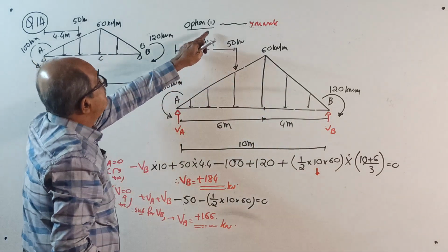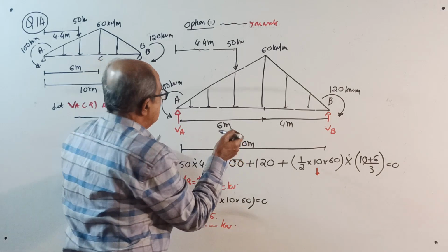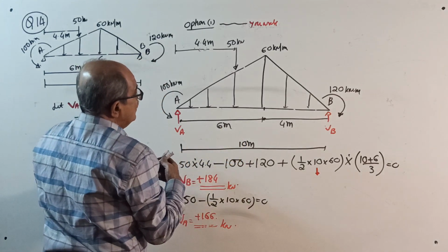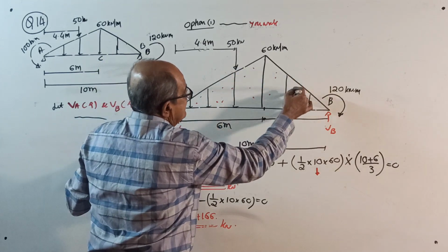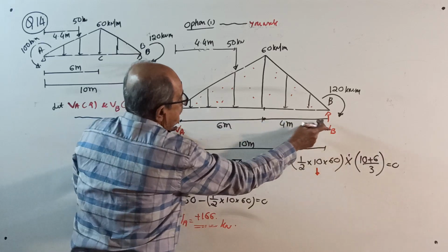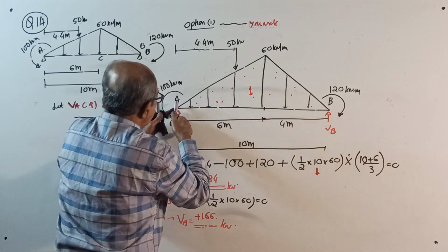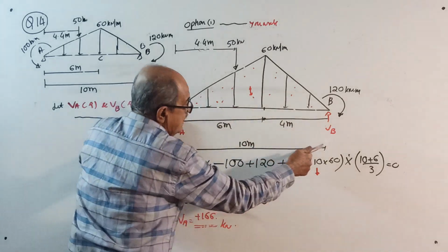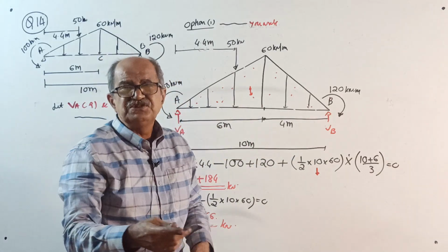Okay, start. Option 1. This time you have to write, consider what? Entire triangle. See, this is 6, this is 4. Centroid will be here. From here to here will be 10 plus 6 divided by 3. Just now I told it.